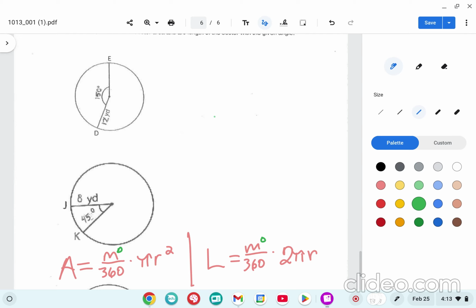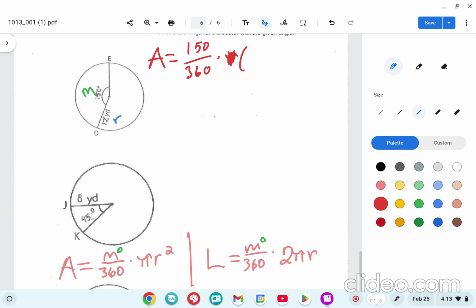So for sector area, instead of m, I'm going to put 150 divided by 360 times pi times r squared. All right, let me fix my pi. It's a little messy. Again, 150 divided by 360 times pi times 12 squared.